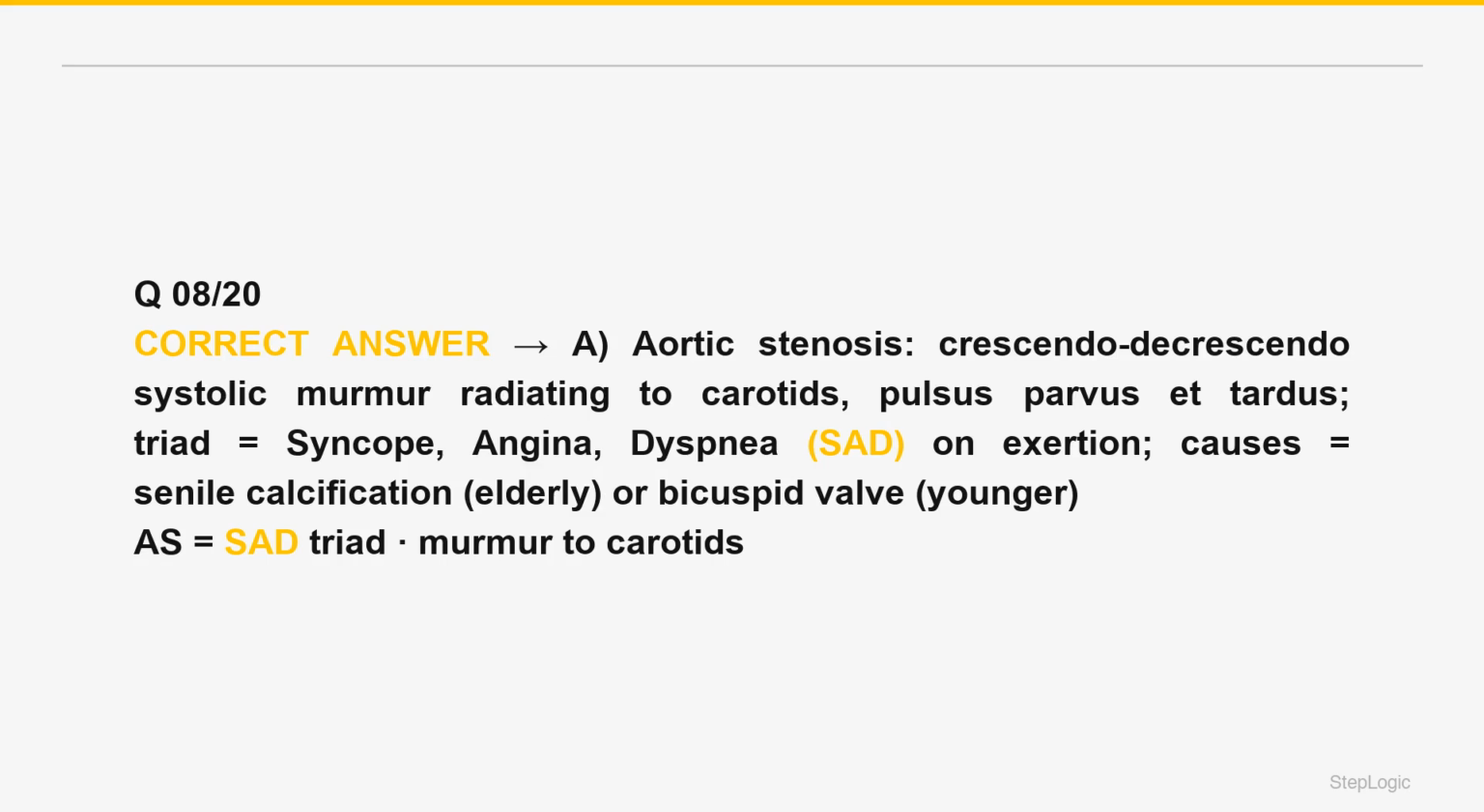The classic symptom triad, which signals severe disease and a poor prognosis without valve replacement, is SAD: exertional syncope, angina, and dyspnea, heart failure. The causes vary by age. In older patients, it is most often degenerative, senile calcific aortic stenosis. In younger, middle-aged patients, suspect a congenitally bicuspid aortic valve, which calcifies prematurely, and rheumatic disease is another cause. Note that, unlike most murmurs, AS is softer with Valsalva. Onset of symptoms warrants aortic valve replacement. The carotid-radiating systolic murmur with parvus et tardus and the SAD triad is clinical aortic stenosis.